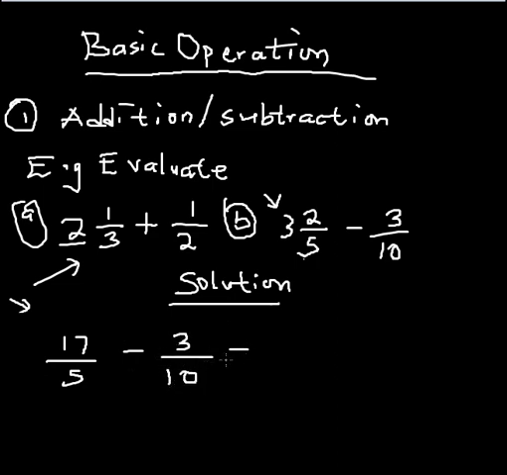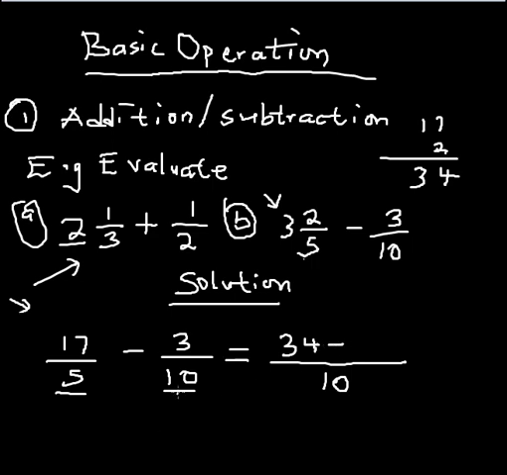For subtraction, we still go through the same process of finding the LCM of the denominators. The LCM of 10 and 5 is, of course, 10. Then 10 divided by 5, I'm going to have 2 times 17. Let me do that. 2 times 7 is 14, remember one. 2 times 1 is 2 plus the 1, that's going to be 34. So here I'm having 34.